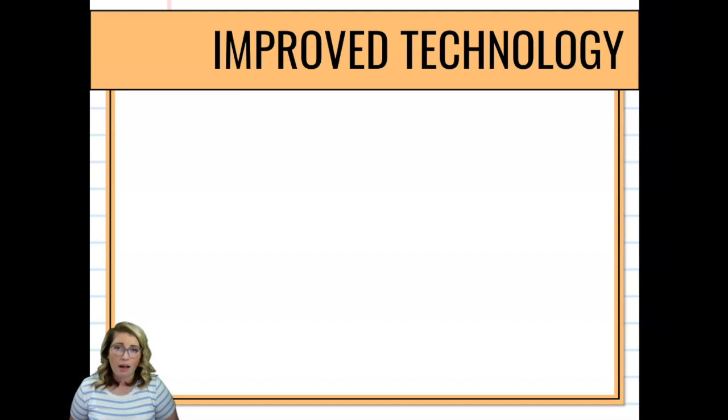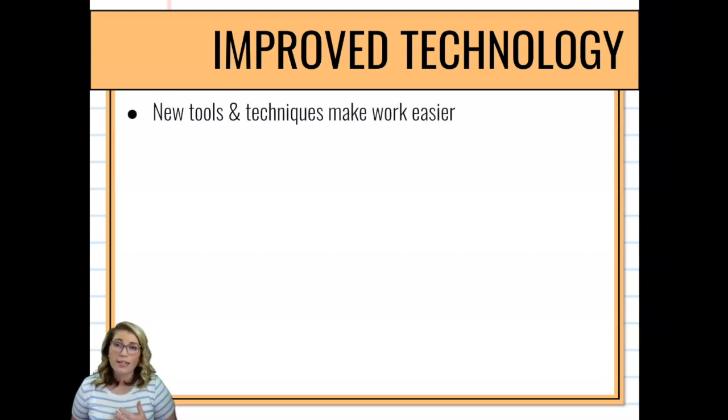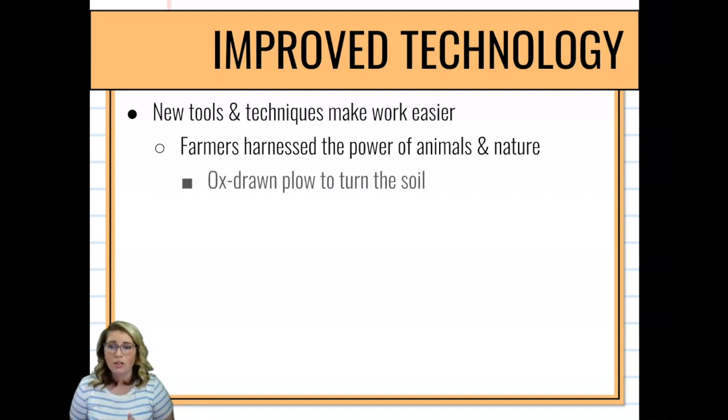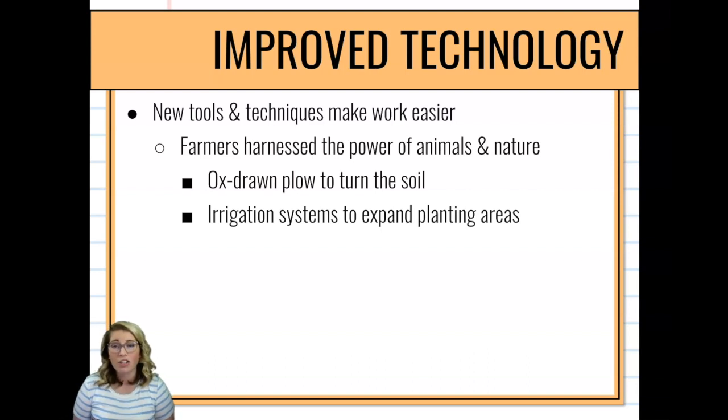Lastly, we have improved technology. New tools and techniques, just like today, make work easier. Obviously, this computer that I'm recording this on, my iPhone, whatever, makes life easier. It was the same thing back in the day. So we saw it with farming. They harness the power of animals and nature, trying not to do everything all by yourself. You use the tools around you. For example, they use ox-drawn plows to turn the soil instead of trying to dig it up by hand. They use the horsepower, we'll say, even though it's ox power, to drive that plow. As we said before, they installed irrigation systems to help with the planting and to create more food.